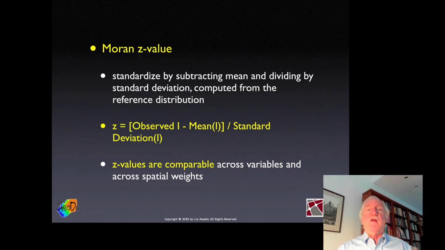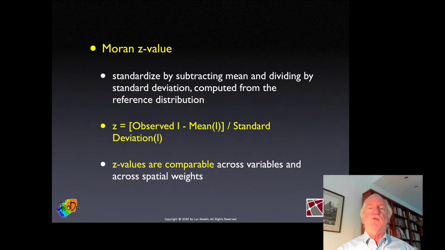You get the mean from either the normal assumption, the randomization assumption, or what I call the permutation, the computational implementation, where you reshuffle the data and get your reference distribution that way. That reference distribution has a mean, has a variance, then we use those to construct a z value. Now, because these z values already incorporate the complication of the spatial weights, they are actually comparable.